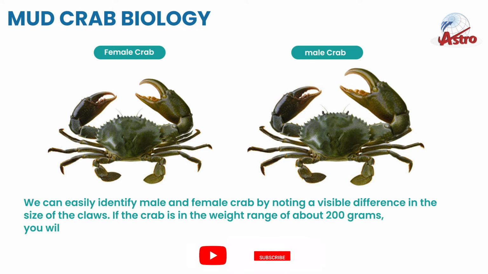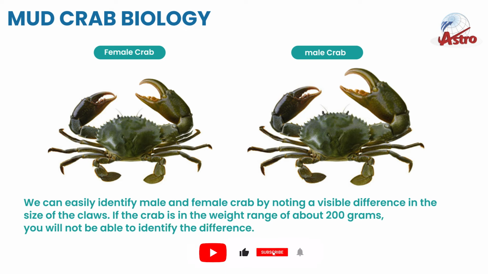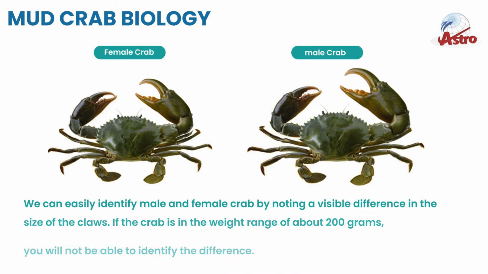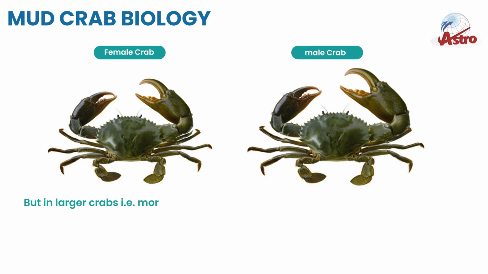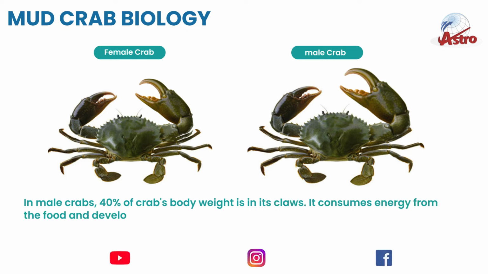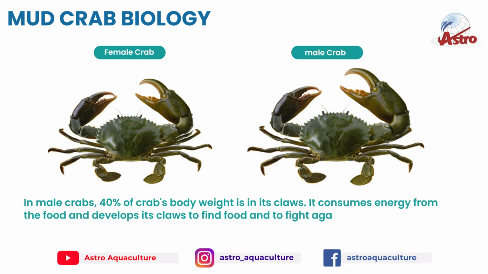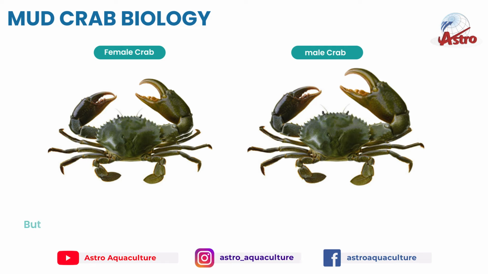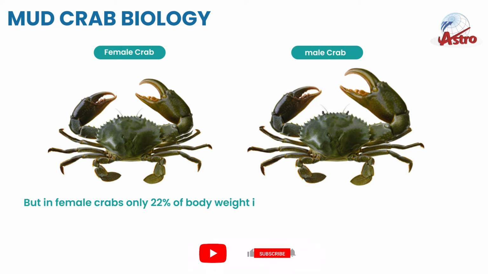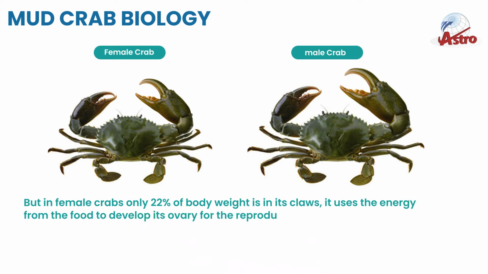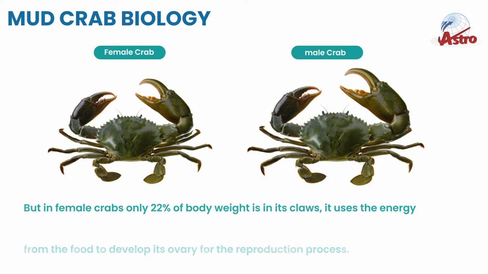If the crab is in the weight range of about 200 grams, you will not be able to identify the difference. But in larger crabs, more than 400 grams, you can easily differentiate them. In male crabs, 40% of the body weight is in its claws. It consumes energy from the food and develops its claws to find food and to fight against the meat. But in female crabs, only 22% of body weight is in its claws. It uses the energy from the food to develop its ovary for the reproduction process.